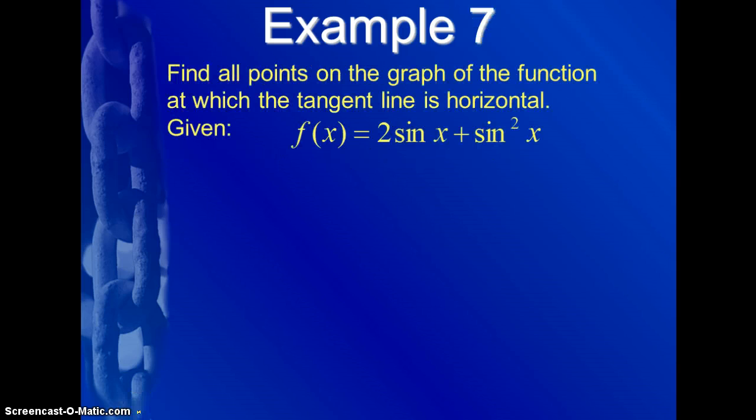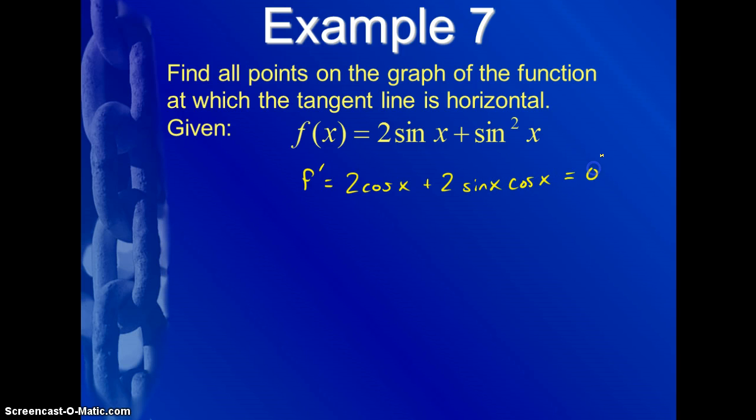All points on the graph at which the tangent line is horizontal. So this is a throwback to chapter 2. Tangent line is horizontal means the first derivative equals 0. So I want my f prime to equal the derivative of 2 sine, which is just 2 cosine. No chain rule necessary. Sine squared, we used to have to do a product rule there, sine x times sine x. But now that we've got chain rule, we can just say that's 2 sine x cosine x.